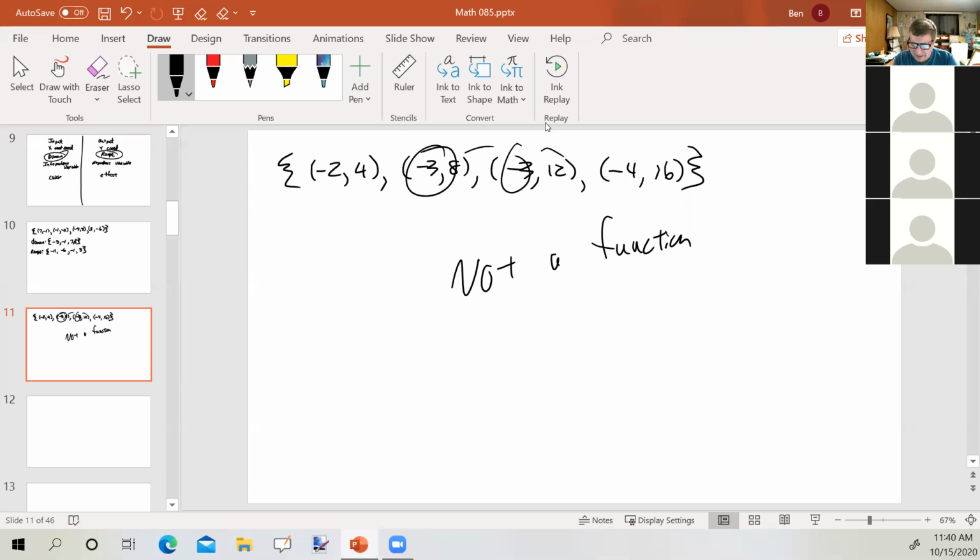All right, got it. If it was the other way around, like 8 goes to -3 and 12 goes to -3, that would be okay. But here we've got the same input going to 2 different outputs. It's still a relation, it's still graphable, but it's not a function. Okay?